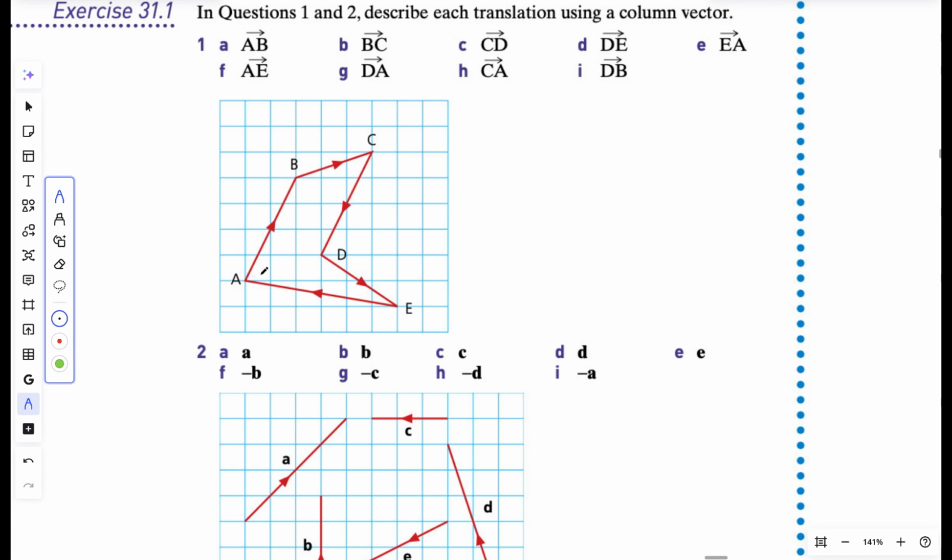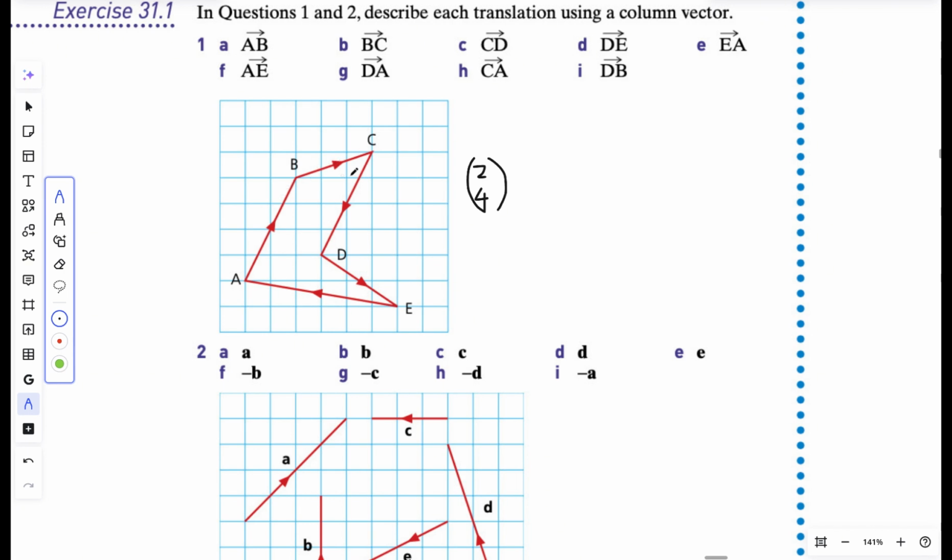Now if you see this one is only covering 2 boxes, and it's going rightward. Since it's going rightward, I have 2 for x. And how many boxes up? 1, 2, 3, 4, 4. So it's 2, 4. So if I want to do this one, I will say 2, 4 for vector AB, and then I close it like this. Vector AB is 2, 4. Is that okay?